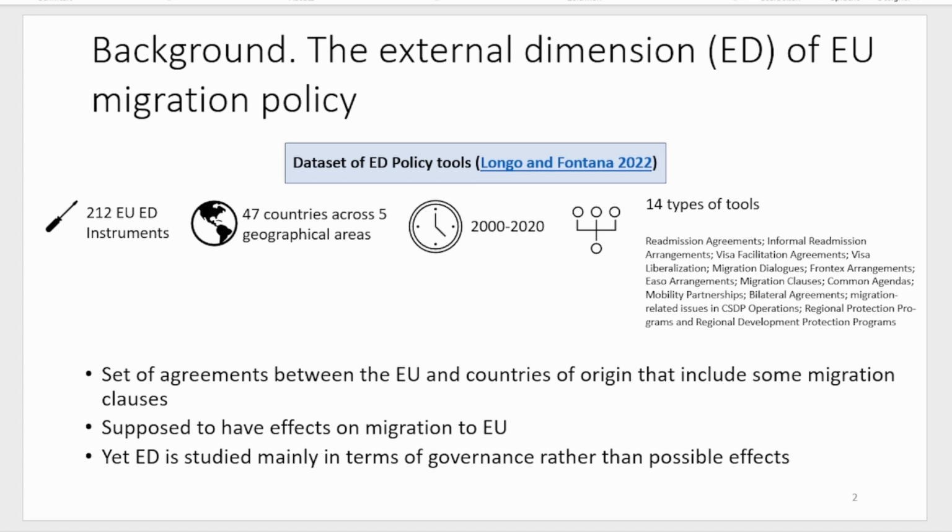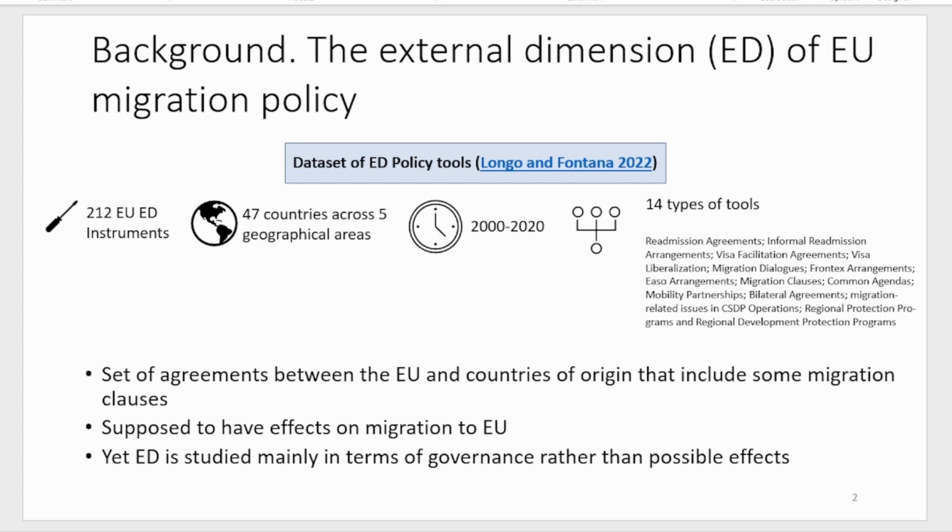But the effects, for what we know, have never been actually measured in any way. There have been no such attempts. They've mostly been analyzed in terms of their governance rather than possible effects, which is what we would like to do. So we want to estimate the effects of migration agreements on forced migration flows to the European Union.